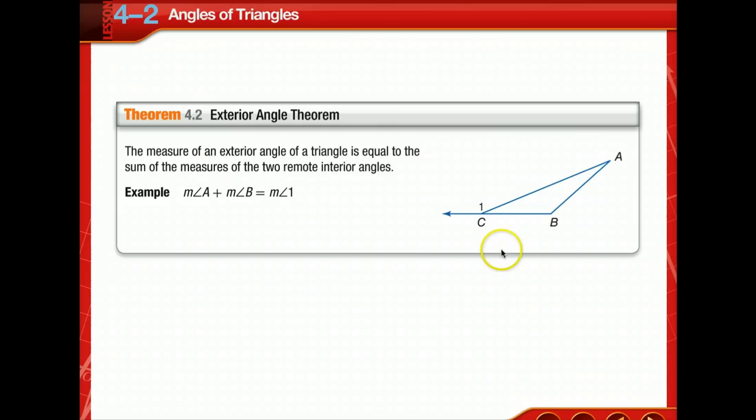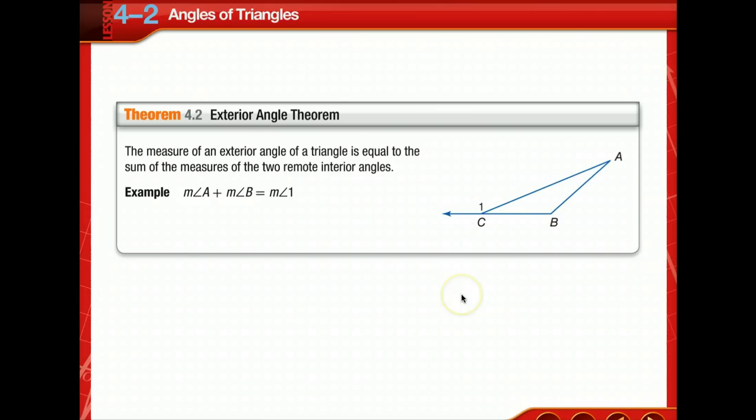Each exterior angle of a triangle has 2 remote interior angles that are not adjacent to the exterior angle. So see how this angle C would be adjacent, but these two, they're called remote interior because they're not next to it. They're not adjacent. They're further away. So the measure of these two added together equals the measure of the exterior angle.